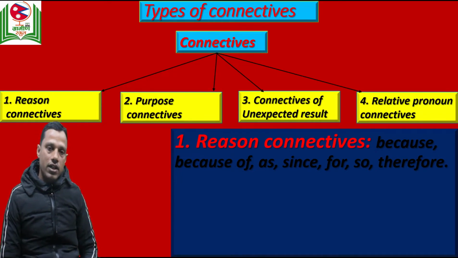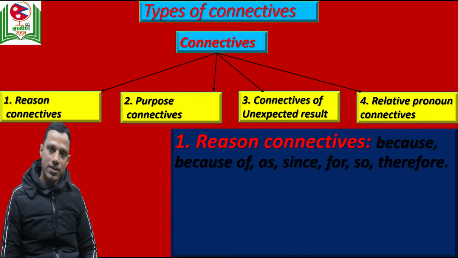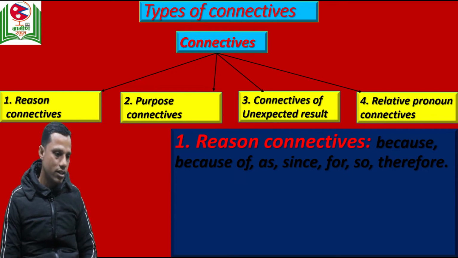Now we'll learn about the different types of connectives, right? Do you have any idea about different types of connectives? Okay, let's see over here. We have basically 4 types of connectives. For example, reason connectives, purpose connectives, connectives of unexpected result, and lastly but not the least, we have relative pronoun connectives. We may have other types of connectives, but basically we can categorize connectives under 4 headings. Now we'll learn them one by one.